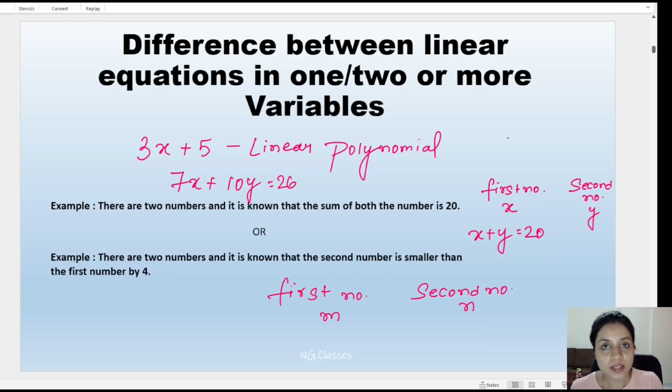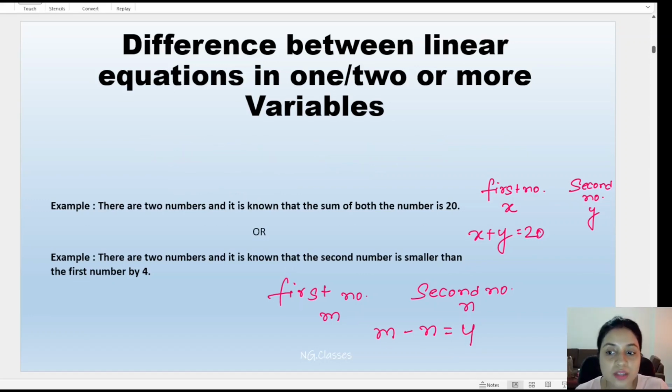It says that the second number is smaller than the first number by how much? By 4. Okay. So there is a difference between both the numbers. That means we have to do the subtraction of both numbers. Now the confusion is whether we will subtract m from n or n from m. Let's see carefully. It says the second number is smaller. The second is already smaller than the first one. That means m is greater than n. So we have to subtract n from m. By how much? By 4. So the second equation became m minus n equals 4.